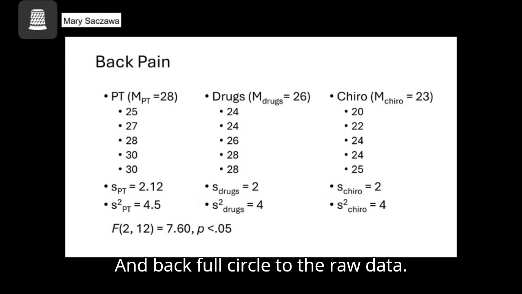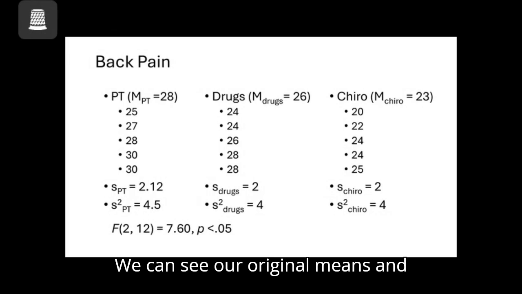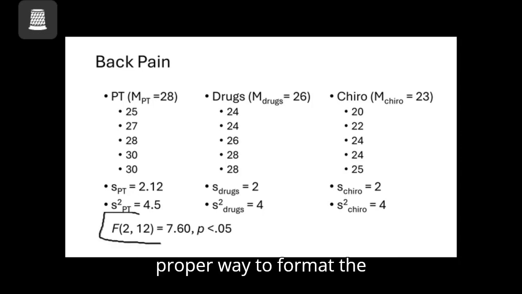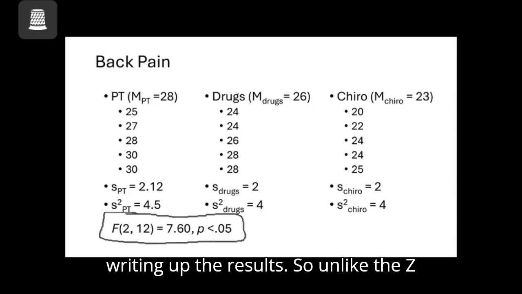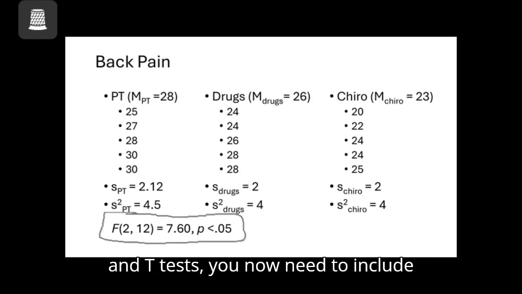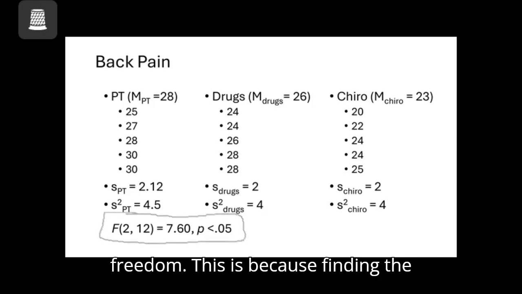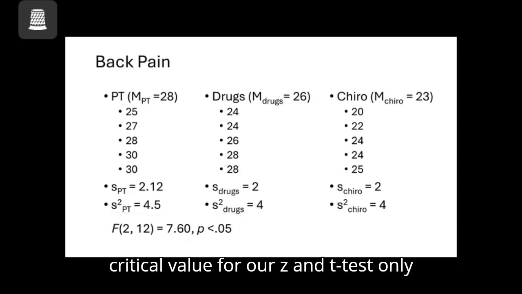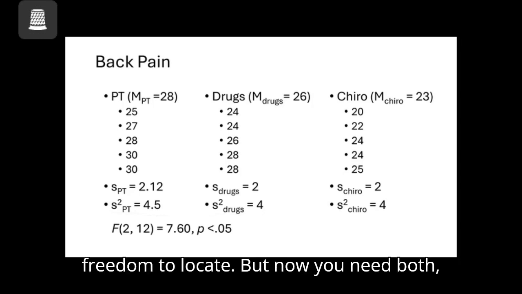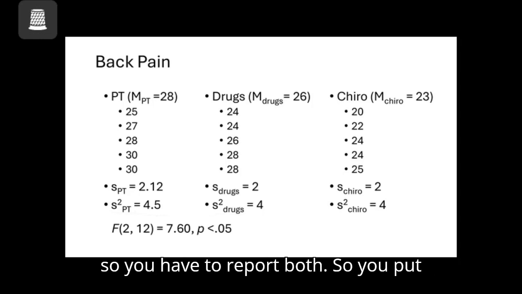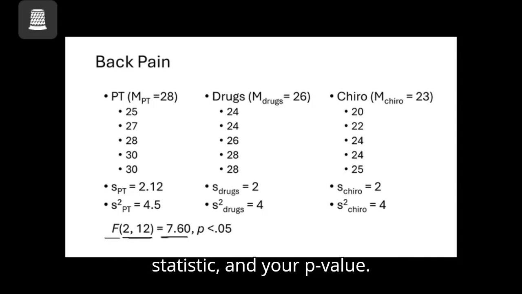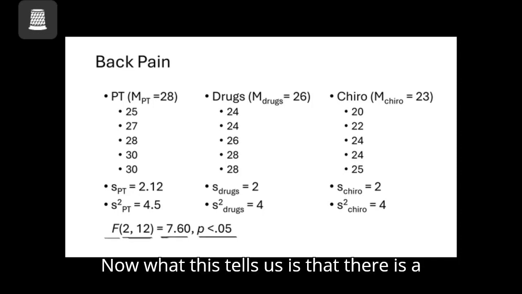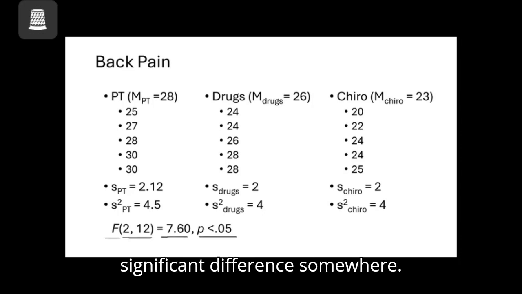And back full circle to the raw data. Here we are. We can see these raw scores. We can see our original means and standard deviations and variances. And at the bottom here, we have the proper way to format the F statistic when we are writing up the results. So unlike the Z and T tests, you now need to include 2 different numbers for the degrees of freedom. This is because finding the critical value for our Z and T tests only required 1 number for the degrees of freedom to locate, but now you need both, so you have to report both. So you put your italicized F, you put both of your degrees of freedom, the computed F statistic, and your p-value. Now what this tells us is that there is a significant difference somewhere.